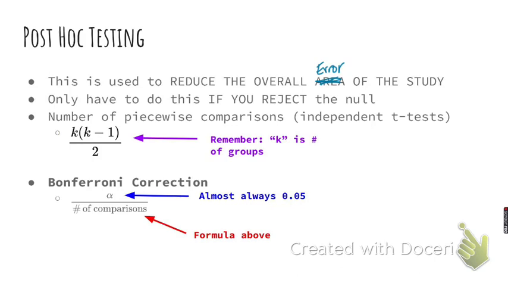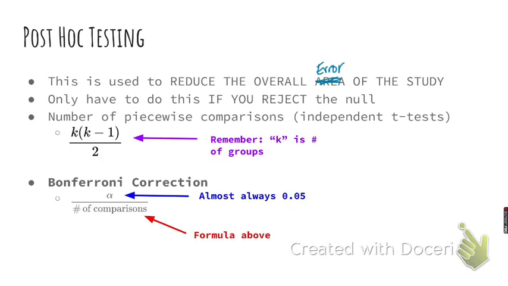And when you do the lesson check and homework, you'll see that they just ask several times for the number of piecewise comparisons. And that's just how many t-tests we need to make. Okay? And when they ask that, do that math and get what you get.